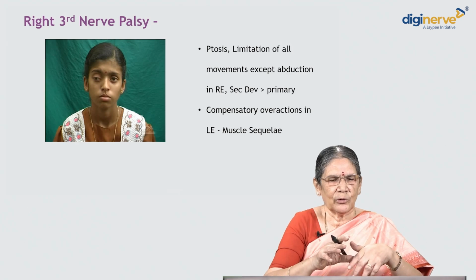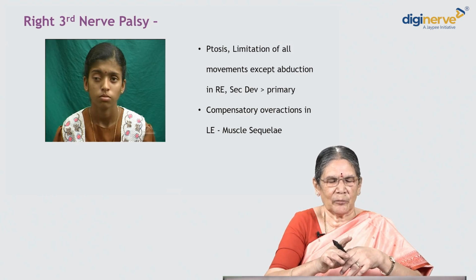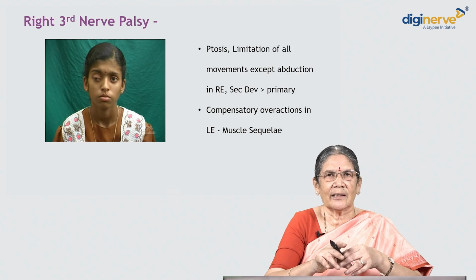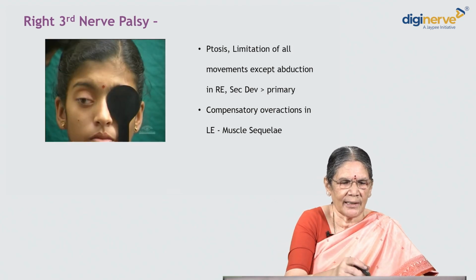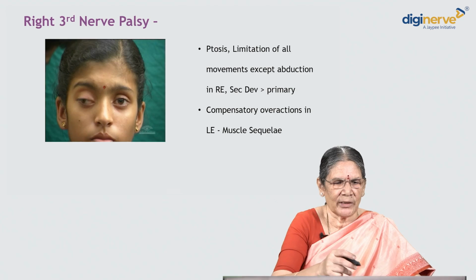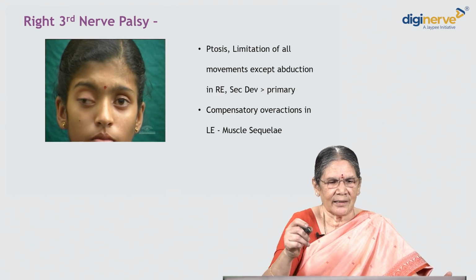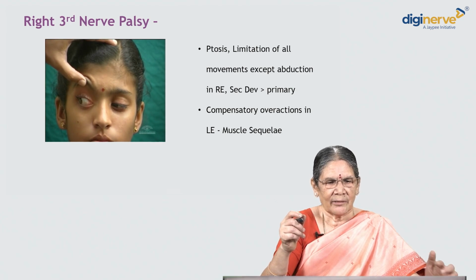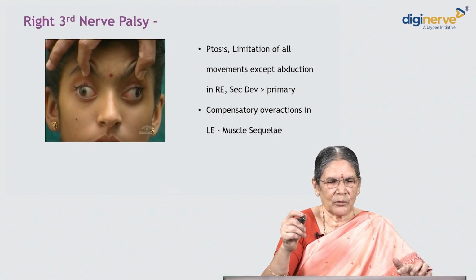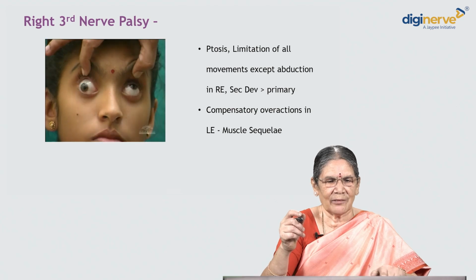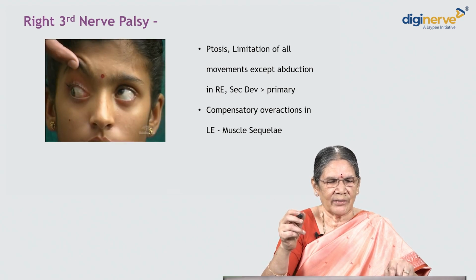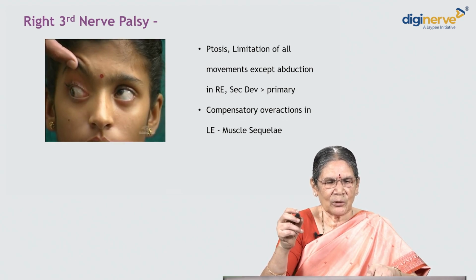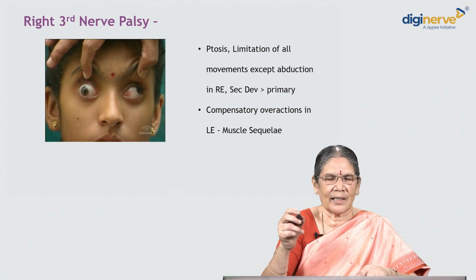This is a small video showing you the findings in a right third nerve palsy. As you see here, the right eye is ptotic, you see the twitchings of the eye, and then the right eye is exotropic. Let us see how the movements are. See, we have elevated the right ptotic eye, see the exotropia on fixing the left eye, so large. Elevation is deficient, depression is deficient. At the same time, just note the overactions in the other eye, the normal eye.